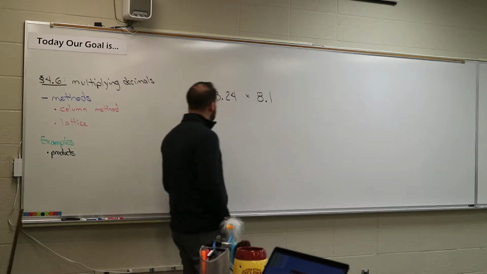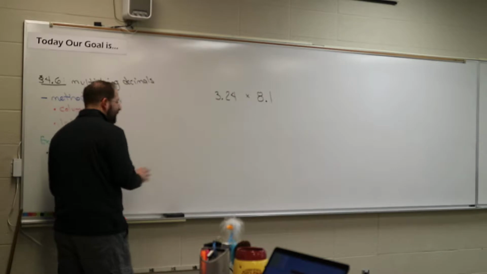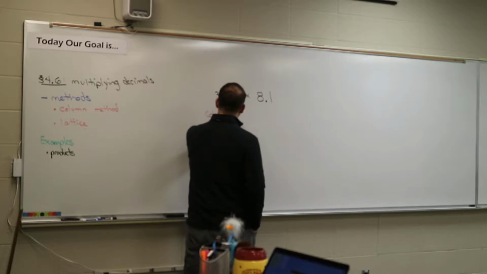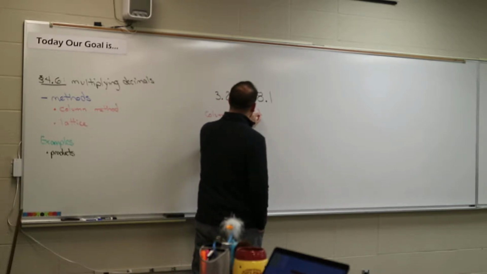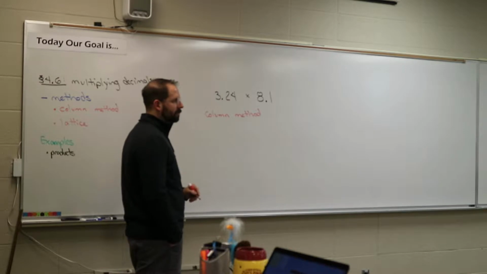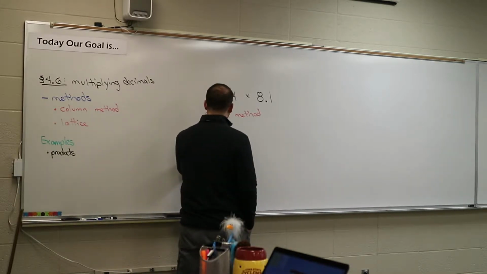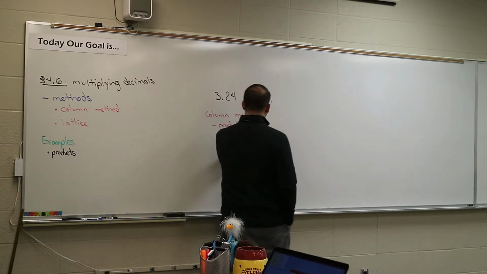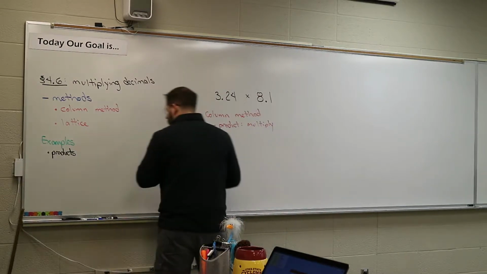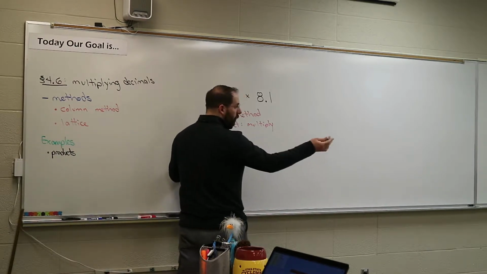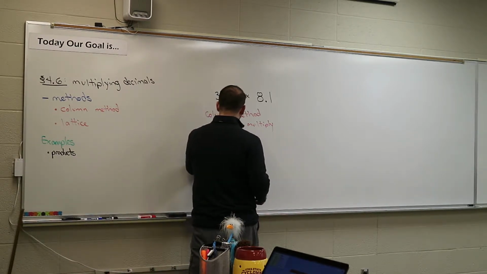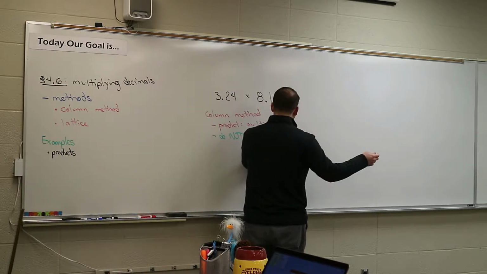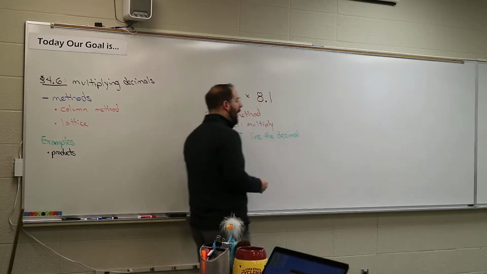So how do you do this? This is called the column method. Let's do this type first. Here's the beauty of it: you don't have to line up the decimals. When you do a product, when you multiply, these are the rules. You do not line up the decimal. You can if you want, don't get me wrong, but you don't have to. It just makes your problem a little bit longer.